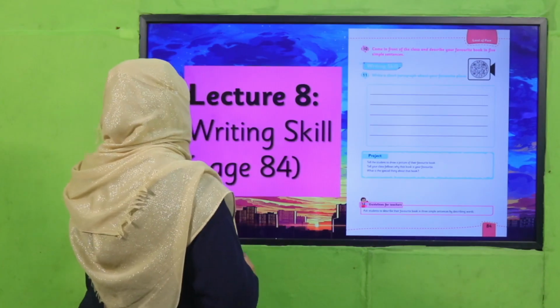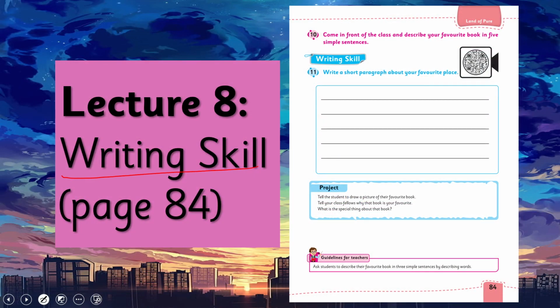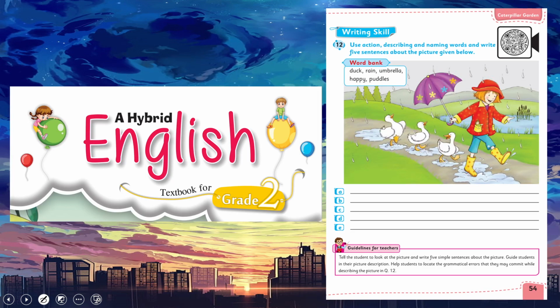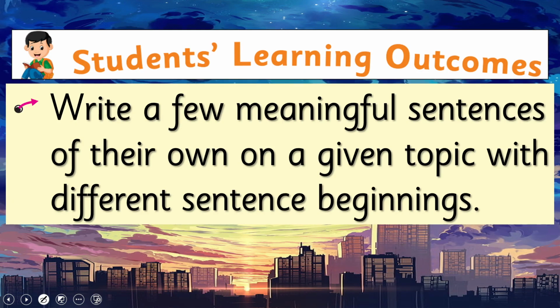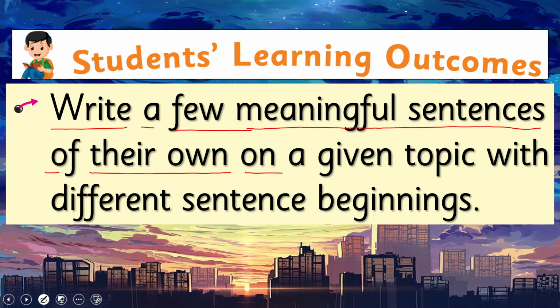Yes, my dear students, today under the writing skill, we are going to learn how to write a paragraph, how to write multiple sentences. Before this, we have learned how to write different sentences by looking at the picture, by using a word bank. So we are going to learn further to write a few meaningful sentences of their own on a given topic with different sentence beginnings. This is our today's SLO.